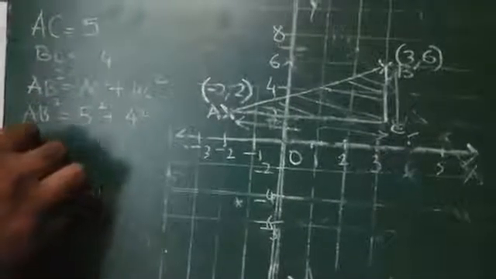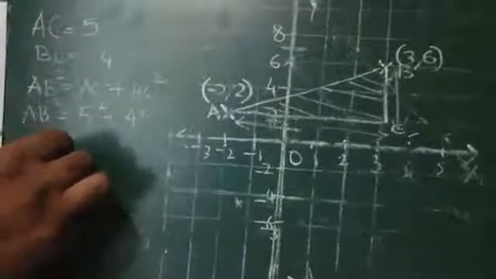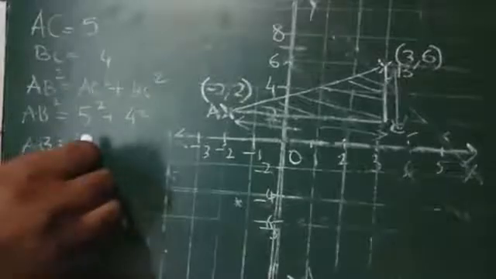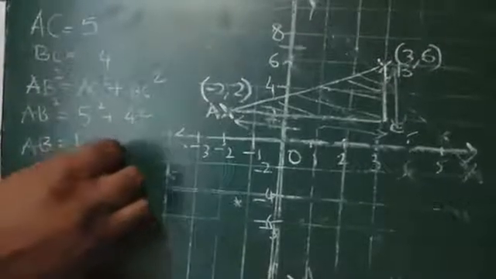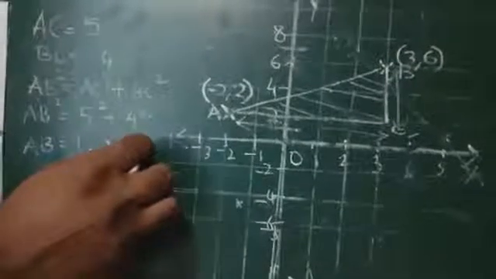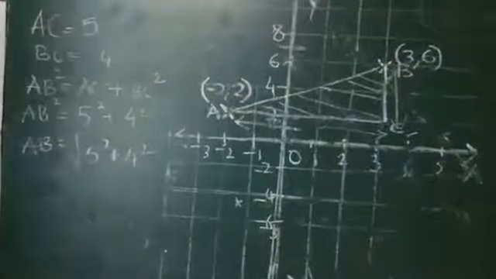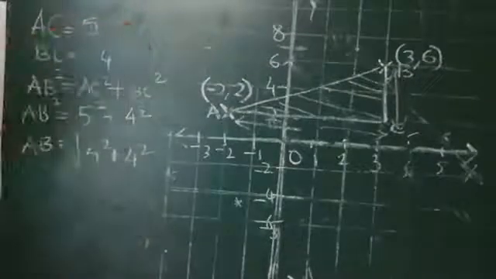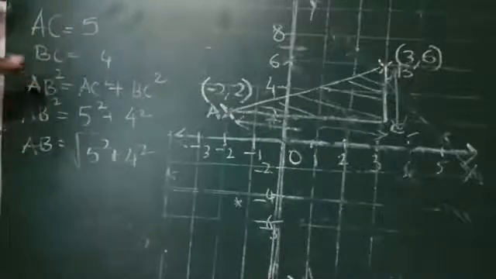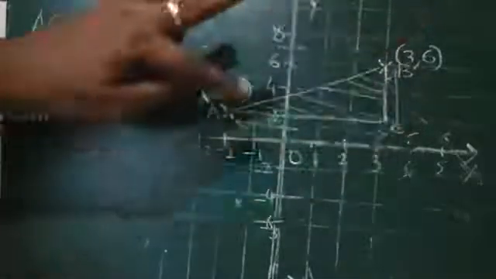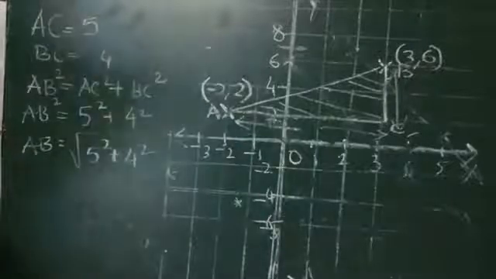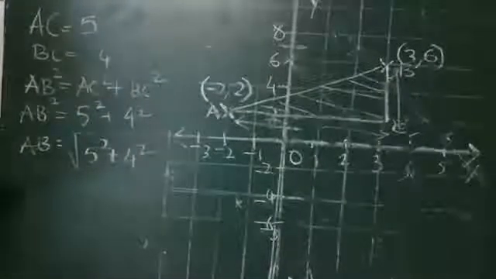So we get AB is under the root 5 squared plus 4 squared. So you see, this is the term we wrote directly in our formula. That means we can avoid these many steps and completing this figure. Okay, so we are using this formula here. Okay, got it?